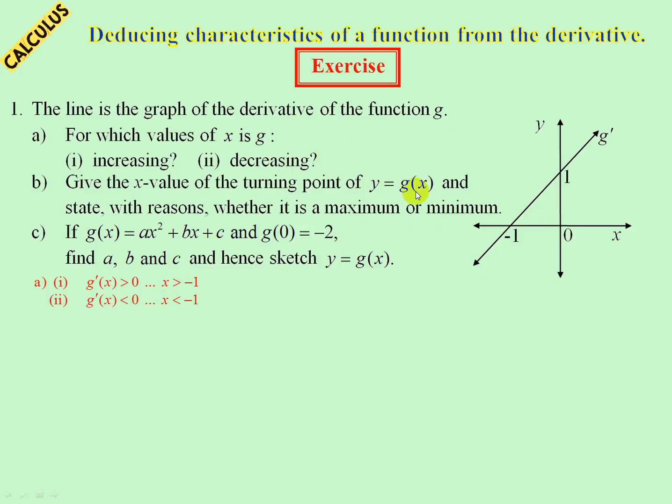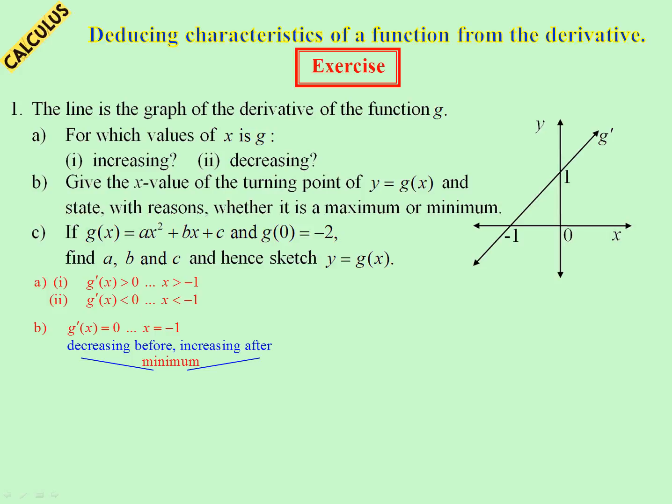Give the x value of the turning point of g of x. Well, there's the x-intercept where the derivative is 0, and that gives you the indication of the turning point. So it's at x equals -1. With reasons whether it's maximum or minimum. Well, before -1, it's decreasing. After -1, it's increasing. There we are. So that's the shape, and that's a minimum.